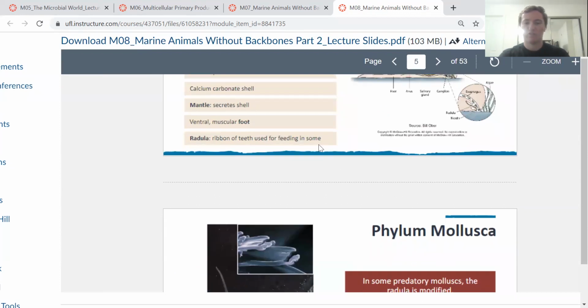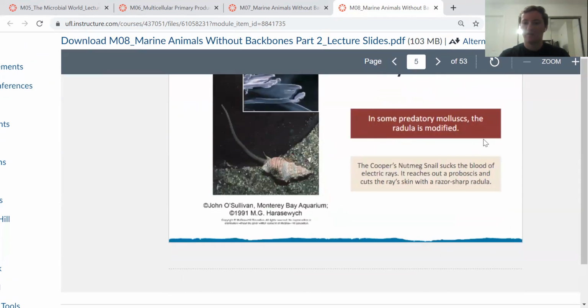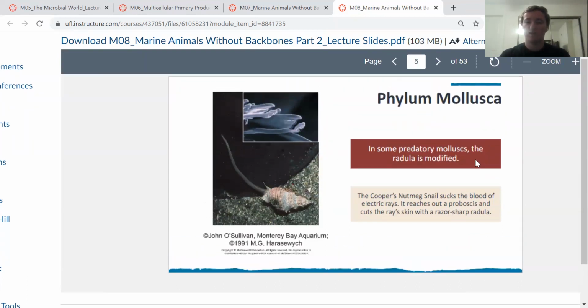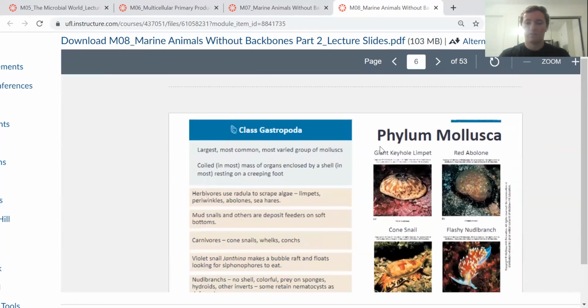The radula is that ribbon of teeth that's used for feeding. A lot of it is a scraping radula, which means like in snails, it goes along and scrapes off algae and other things from the bottom. It's modified in predators, so it doesn't scrape off the bottom, but it is still present.